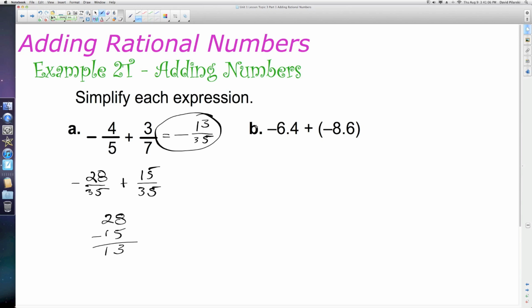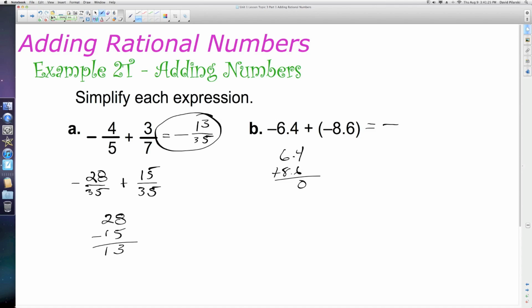In example B, we're going to follow the first rule where we have same sign numbers. Both numbers are negative. Therefore, we're going to add the absolute values, and the sign is going to be negative since we're adding two negatives. So we have to add their absolute values, 6.4 plus 8.6.